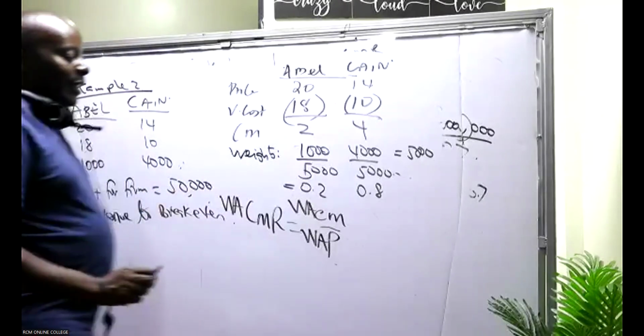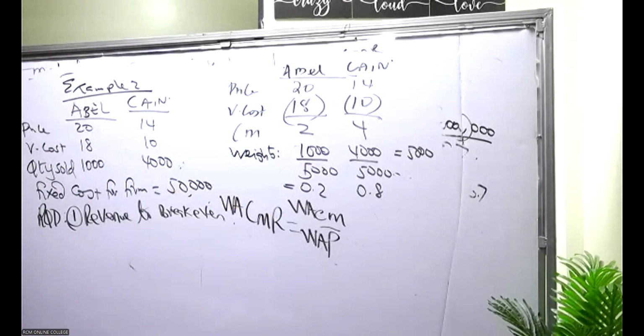That's how you kill it. It has to be WACM over WAP. That's how you kill everything. It has to be WACM over WAP. So then how do we get this WACM?